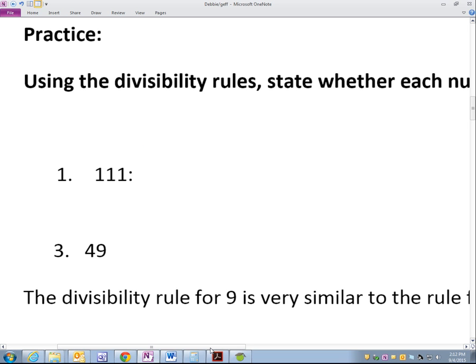Okay, so actually I'm going to do this. Is it divisible by 3? Yes. Why? Because all 3 of the digits add up. Good, because 1 plus 1 plus 1 is 3, and 3 divided by 3 is 1.